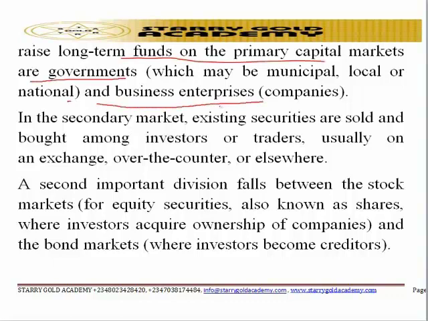So government usually issues only bonds, whereas companies often issue both equity and bonds, okay. Because government bonds are risk free, okay. So people do prefer to invest in government bonds rather than investing in private bonds, okay.